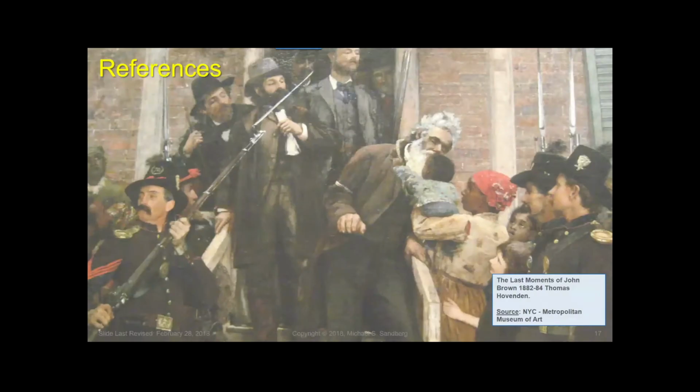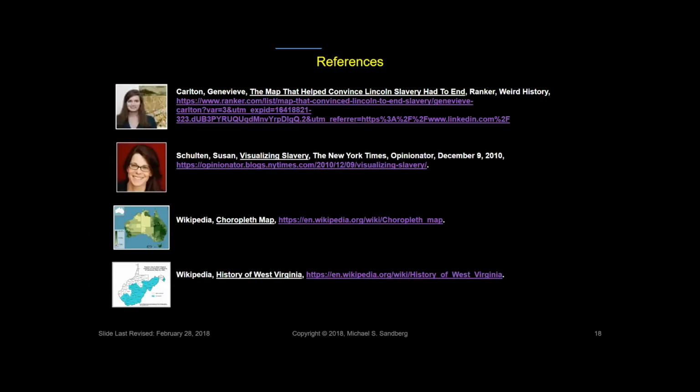On the next page, I will show you some references. I just wanted to show this. This is a beautiful painting of John Brown as he was being led away. So this is the last moments of his life, and someone painted this picture, and it's very sad, very solemn, but it's also a very strong painting.